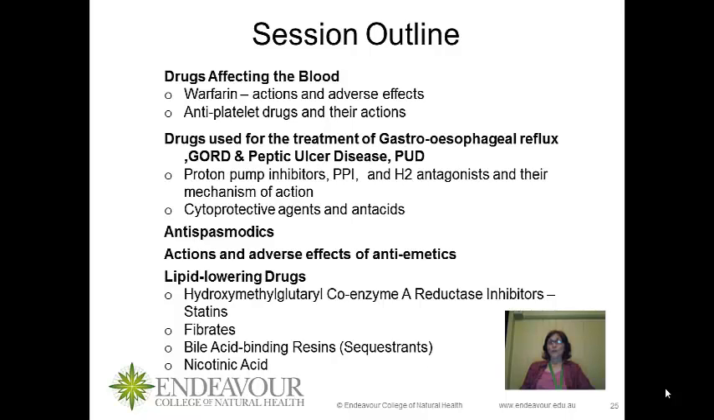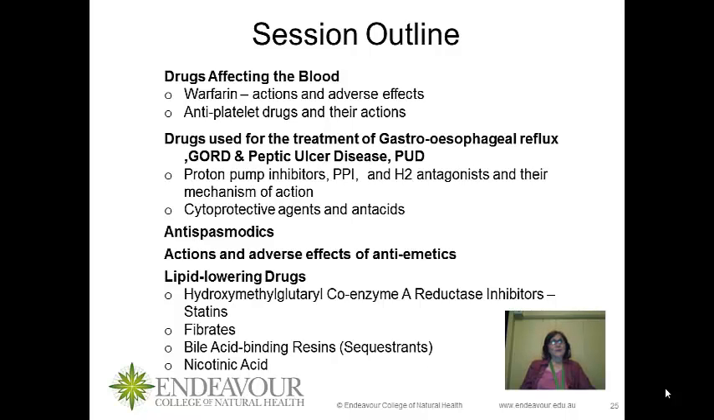Pharmacology, where we continue to look at drugs affecting the blood, but this time we're interested in looking at drugs that help to lower lipid levels in the blood. And we will look at the statins, first of all for their very important mechanism of action at inhibiting the enzyme hydroxymethyl glutaryl coenzyme A reductase.